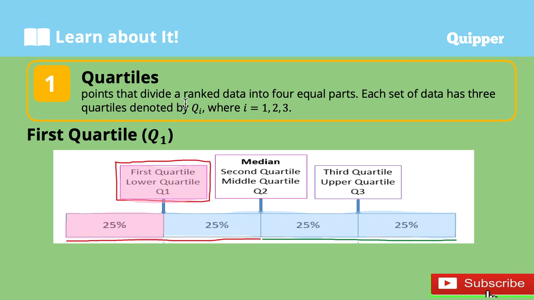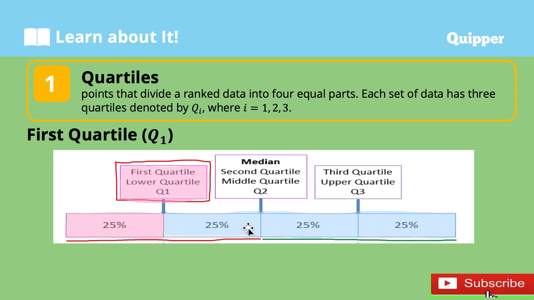Quartiles are points that divide ranked data into four equal parts. Each set of data has three quartiles denoted by Q sub i, where i is equal to 1, 2, and 3. The three quartiles are the first quartile, second quartile, and third quartile. The first quartile is a number such that 25% of the data are smaller in value than Q sub 1 and 75% are larger. It represents the middle value of all values to the left of the median.